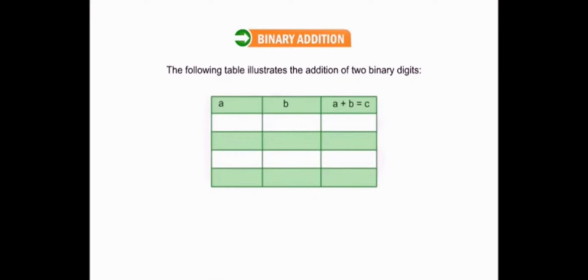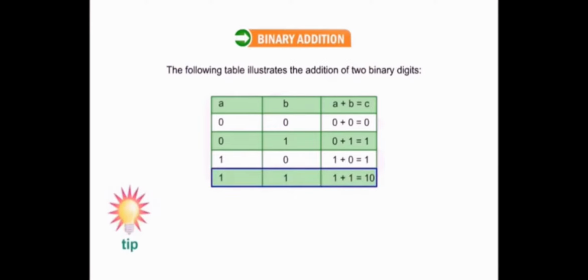The technique used to add binary numbers inside the computer is very easy and simple. This is performed in the same way as you perform addition with decimal numbers. The following table illustrates the addition of two binary digits. A plus B gives C. 0 plus 0 gives 0. 0 plus 1 gives us 1. 1 plus 0 gives 1. And 1 plus 1 will give 1, 0.